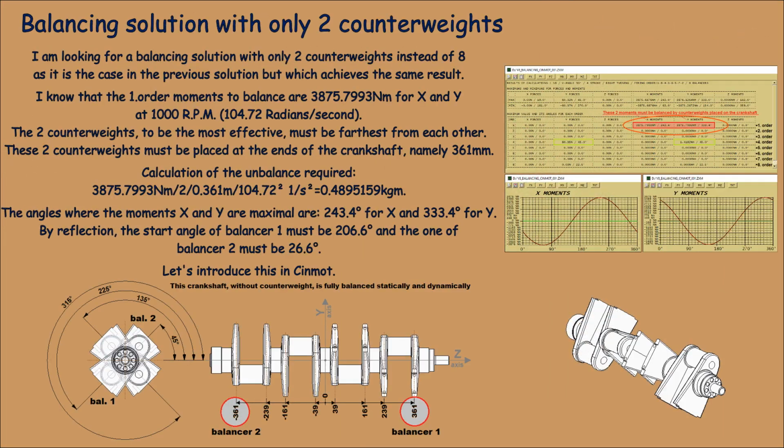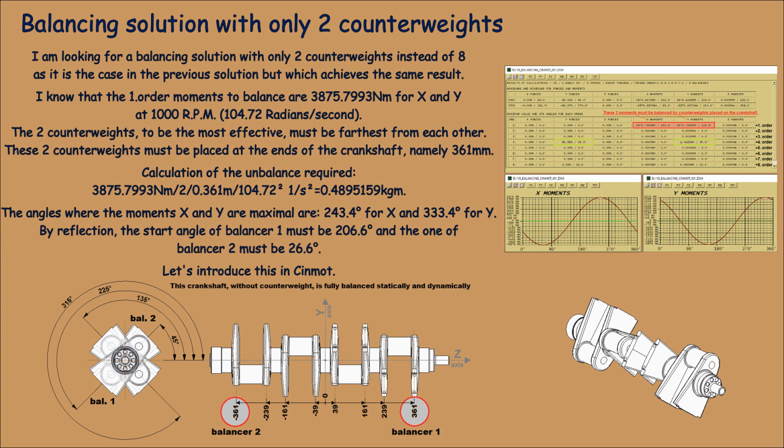I am looking for a balancing solution with only 2 counterweights instead of 8 as it is the case in the previous solution, but which achieves the same result. I know that the first order moments to balance are 3,875.7993 Newton-meters for X and Y at 1000 rpm, 104.72 radians per second. The 2 counterweights, to be the most effective, must be farthest from each other. These 2 counterweights must be placed at the ends of the crankshaft, namely 361 mm.